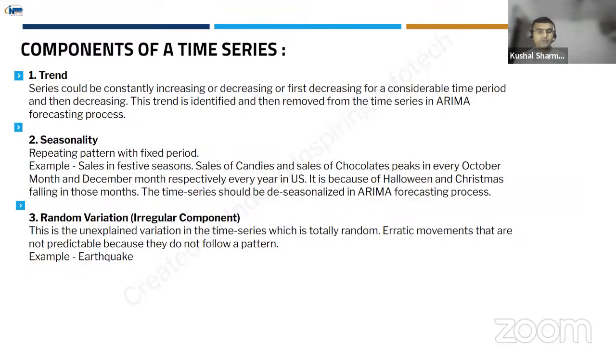Seasonality is the repeating pattern. Trend is either constantly going up or coming down. Seasonality is when it goes up and down, up and down, after a certain time period. That is called seasonality. Very important: understand what is trend and what is seasonality.